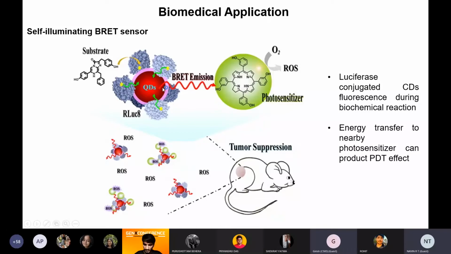That carbon dot emission can be used, for example in this study, where they formed a complex of carbon dot with luciferase enzyme. When luciferase light is produced, it is absorbed by the carbon dots, and that light is then absorbed by a nearby photosensitizer, which produces reactive oxygen species on being excited. In this case, they studied an anti-cancer role for this particular application.